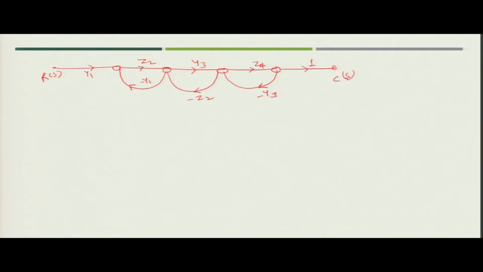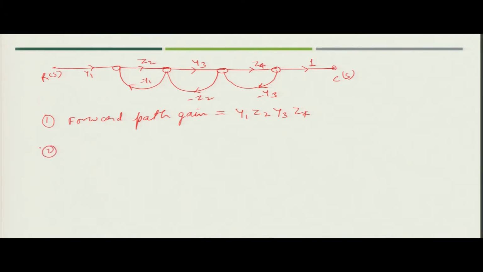The first thing you have to find out is the forward path gain. If you see in this particular signal flow graph, you will have only one forward path, there is no other forward path available. So, your forward path gain is equal to y1, z2, y3, z4. This will be the forward path gain for the given signal flow graph.